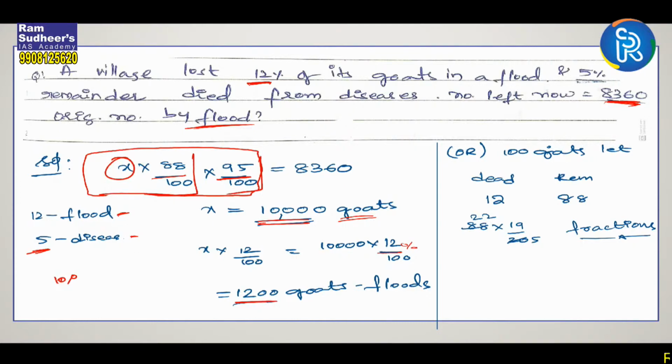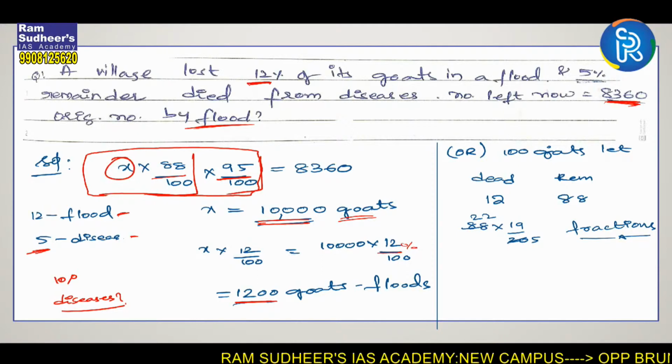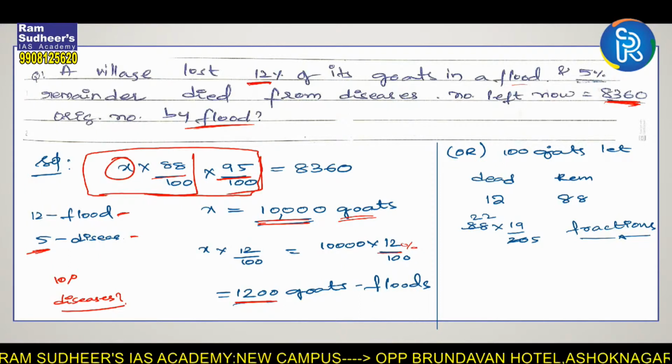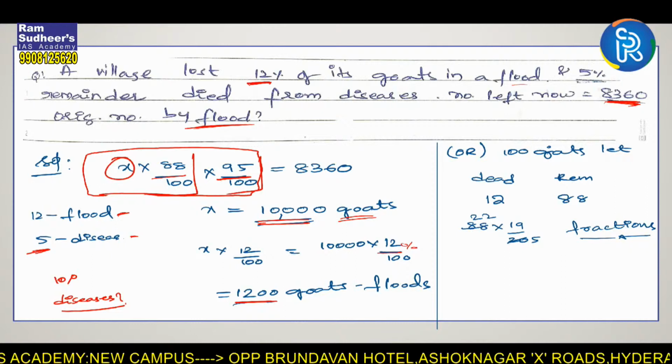And I'll just assign you a small task. Find the number of goats died from diseases. I think you should get the answer. After 1200 died from floods, 5% of the remaining also died from diseases, so just calculate the number of goats that died through diseases.